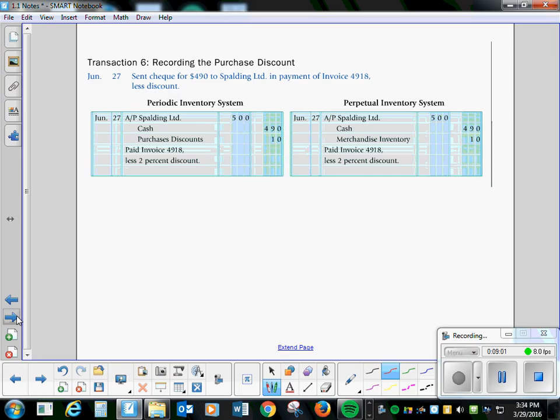And same thing here, sent the check 490 to Spalding, so your accounts payable will be zeroed out. You're only paying 490 cash, the other 10 go to purchases discount. Whereas here, you're still zeroing out your accounts payable, your cash is being credited, and then you're going to be using your merchandising inventory account instead of your purchases discount.